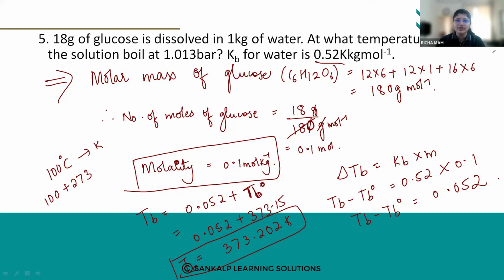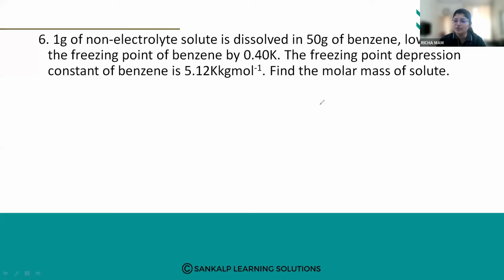Yes, ma'am. Okay. So let me go for the next question. 1 gram of non-electrolyte solute is dissolved in 50 grams of benzene. It lowers the freezing point of benzene by 0.40 Kelvin. The freezing point depression constant of benzene is 5.12 Kelvin kg per mole. Find the molar mass of the solute.